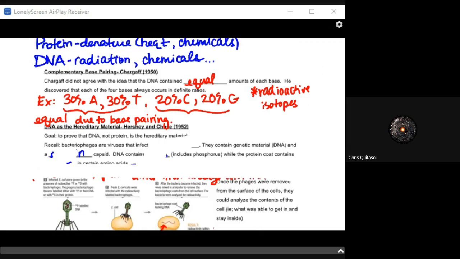If you have 30% A, you're going to have 30% T, and then likewise a 20-20 split between C and G. He tested these using radioactive isotopes. He made four different radioactive isotopes, one for each of the nucleotide groups, and he made the phosphorus group radioactive. When he measured how much of each radioactive isotope of phosphorus was attached to each of the nucleotides, he determined that A and T were equal to each other and C and G were equal to each other. This helps us understand the underpinning idea that base pairs occur in specific ratios as a result of Chargaff's experiments in the 50s.